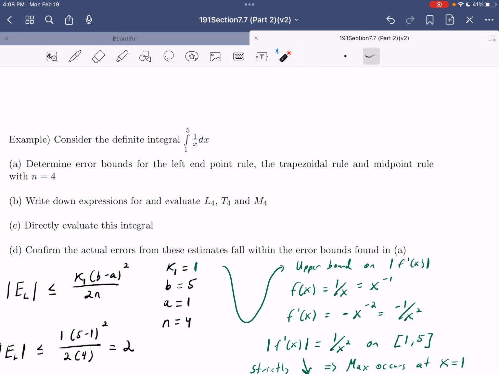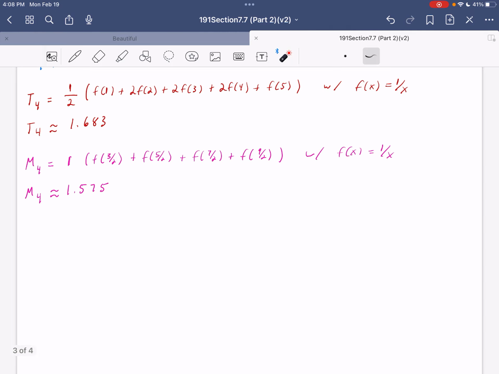Now this is really only for the purpose of comparing the actual error versus the error bound. Remember, normally the reason we do numeric integration is because we don't want to directly evaluate it. But for the purposes of this exercise, we picked one where we would know how to directly evaluate it. So let's go ahead and do that. For part C here, we're going to evaluate the integral from 1 to 5 of 1 over x dx. Remember, we do that by determining its antiderivative, which is ln absolute value x, and we will be doing that from 1 to 5. That's your fundamental theorem of calculus there.